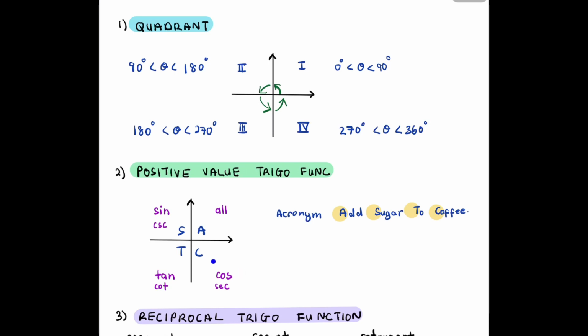So how to remember this one? One of the acronyms is ASTC, which is add sugar to coffee. Add is for all, sugar is for the sine function, to is for the tangent function, coffee is for the cos function. Okay, so this is how you can remember. It depends on what your teacher taught you before.